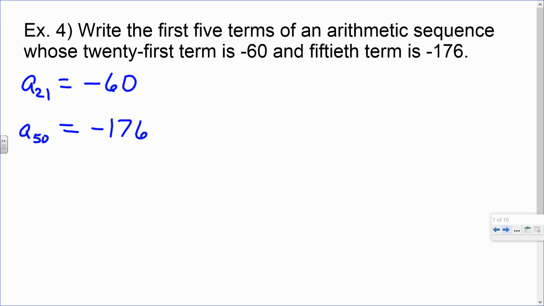Okay, I need something more than that to go on. Do I have any formulas for the 21st and 50th terms? Does our formula work for 21st term? Does it work for 50th term? So we're going to write down what those would be. So Hope, what's my formula for the 21st term?